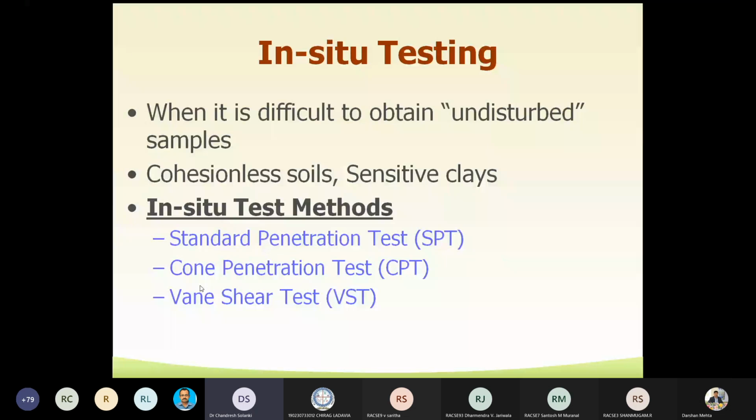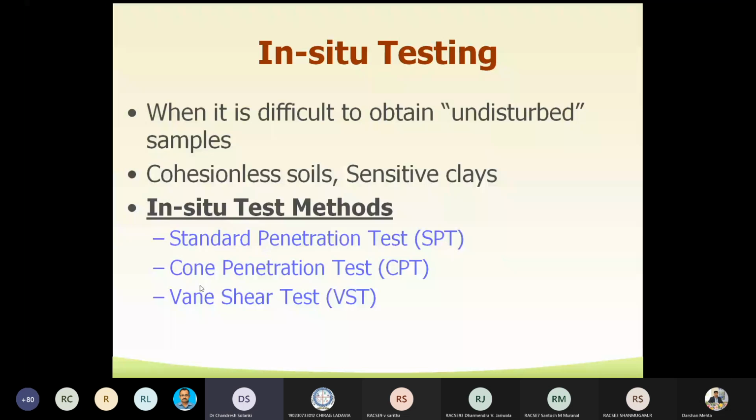In situ testing. What we do in the geotechnical investigation as far as the in situ testing is concerned, is use it when it is difficult to obtain undisturbed samples, particularly in the case of sensitive soil and cohesionless soil, where it is not possible to obtain undisturbed samples. Even if we get them, we cannot rely on the results from the collected samples. In such cases, we have to go for the field test, or rely on the field test.